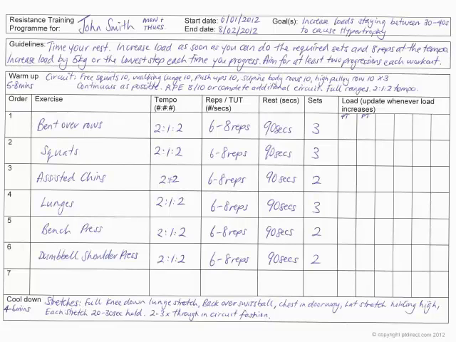So time your rest, that means he's not going to be resting too long, so in terms of hypertrophy he's going to be getting the required overload. Increase load as soon as you can do the required sets. That's 8 reps at the tempo prescribed. So we'll have a look at this prescription in here, but you can see again within the guidelines it relates directly to the prescription. Increase the load by 5 kilograms or the lowest step each time you progress.